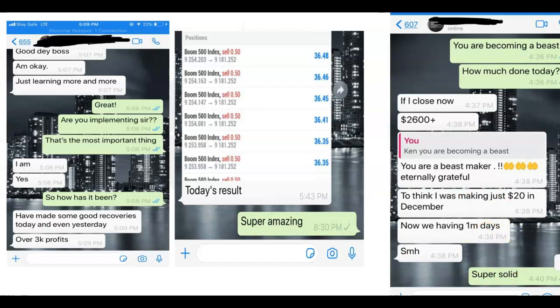It is not rocket science. It is doable. It's just stacking the odds in your favor, trading high probability setups only. We don't trade for the fun of it.